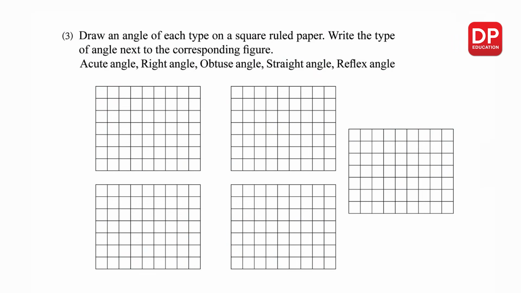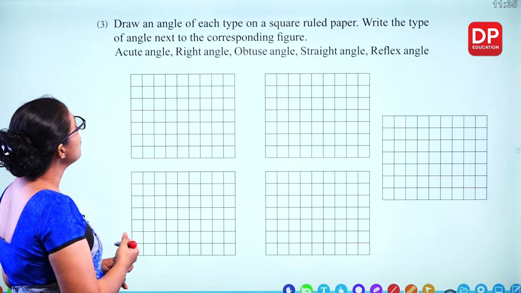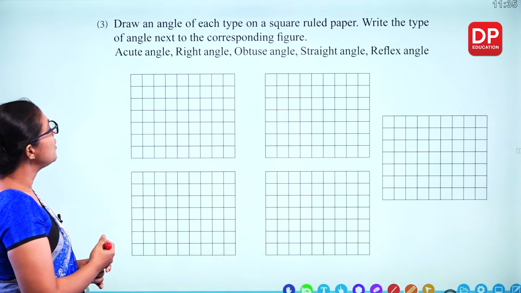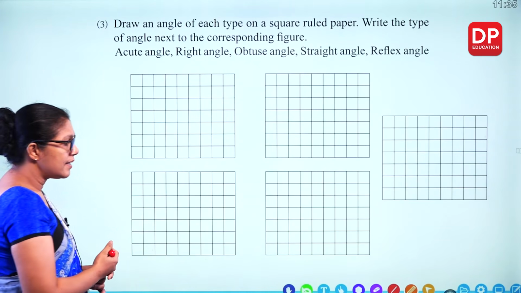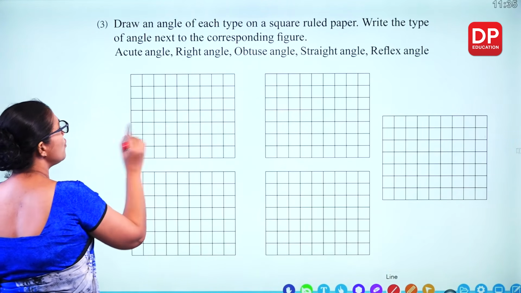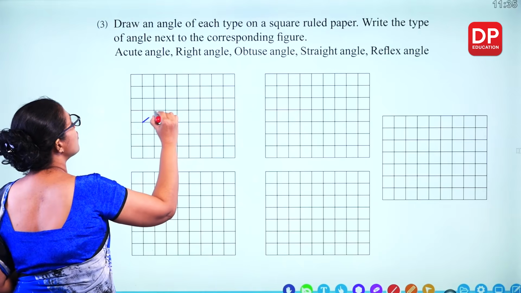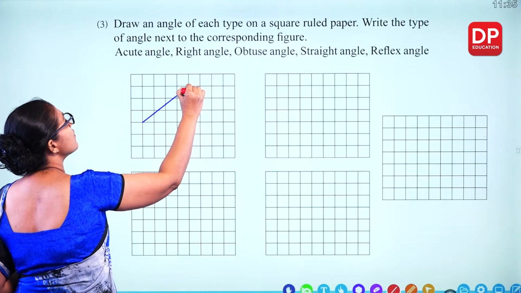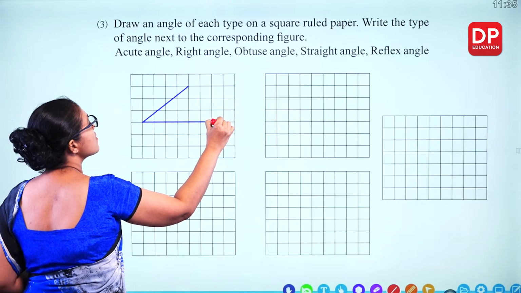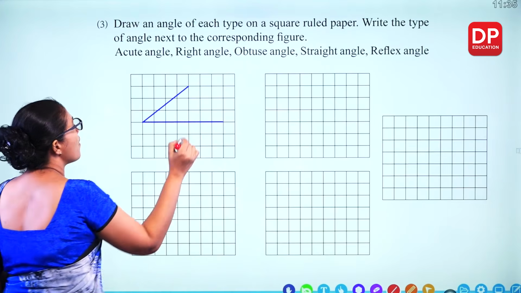Question number 3. Draw an angle of each type on a square ruled paper. Write the type of angle next to the corresponding figure. Acute, right, obtuse, straight angle and reflex angle. So we'll do an acute angle. I'm not going to measure. So what you do? You can take a point and draw a line. Draw up to here. Less than 90 degrees. So this is an acute angle.